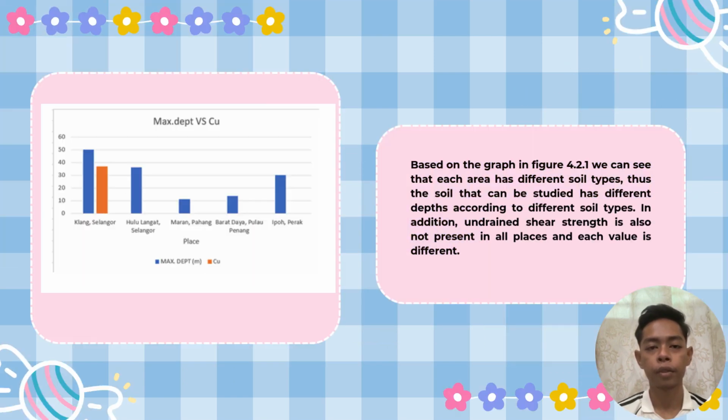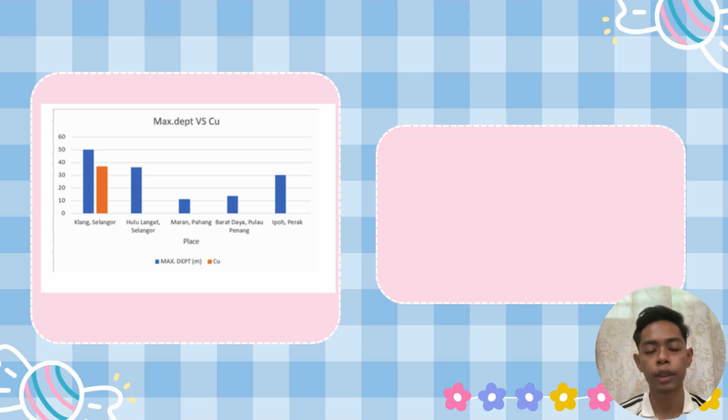Next, based on figure 4.2.1, we can see that each location has different soil type and different maximum depth. The graph also shows that the undrained shear strength Cu is not available at every place, and the value varies between locations. This means soil properties are not the same and must be analyzed separately for each area.